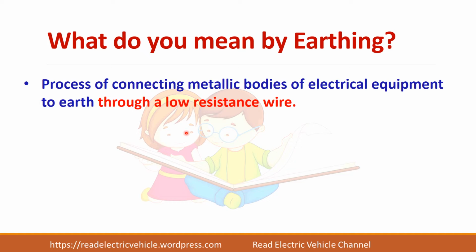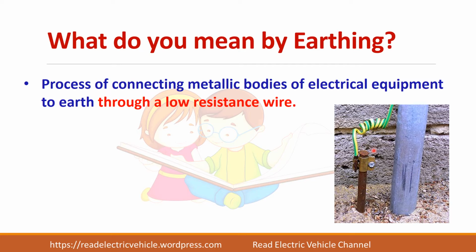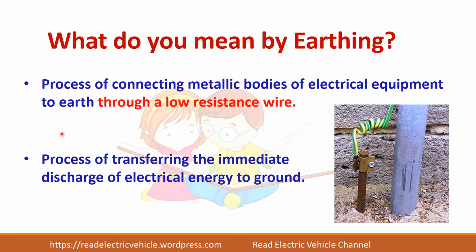What do we mean by earthing? It is a process of connecting metallic bodies of the electrical equipment to the ground through a low resistance path. Why are we using a low resistance? When there is very low resistance, current will flow easily. So by chance, if there is any fault or any short circuit, current can easily flow to the ground. In other words, we can say earthing is the process of immediately discharging the electrical energy to ground.